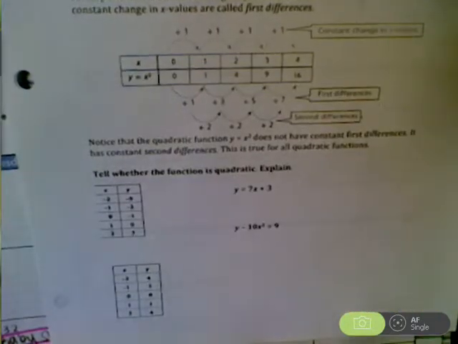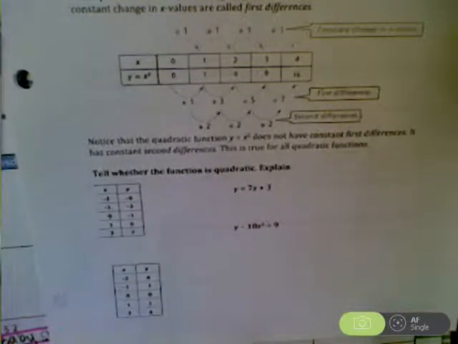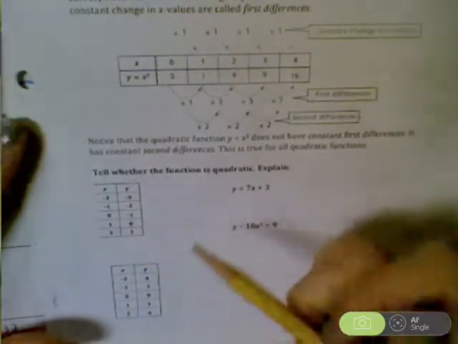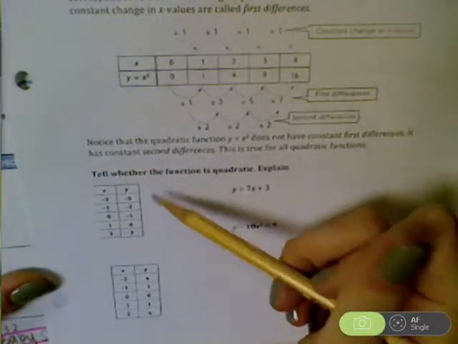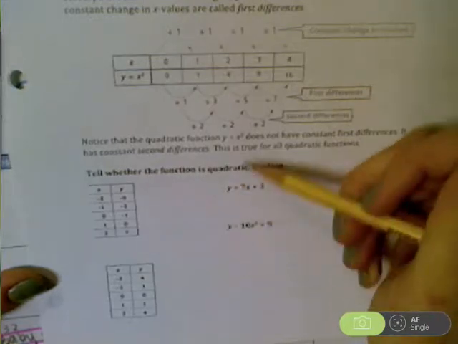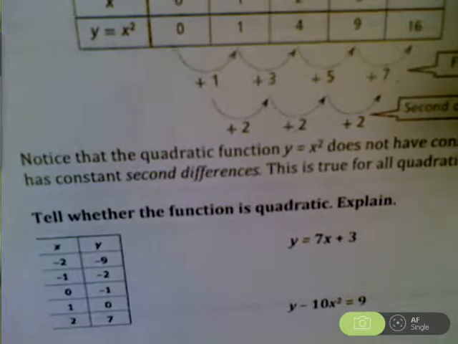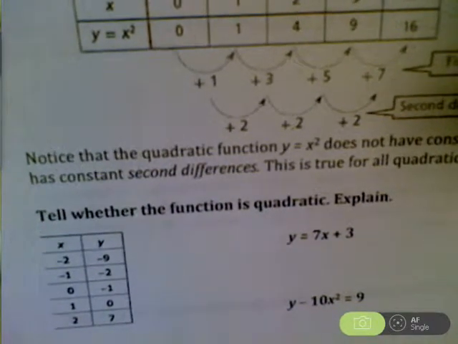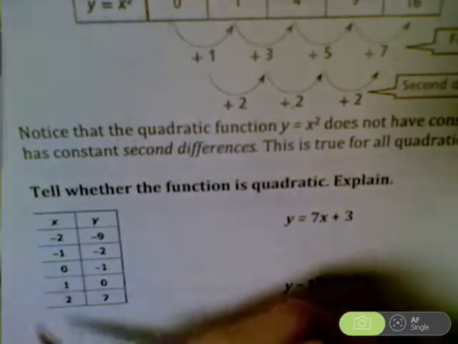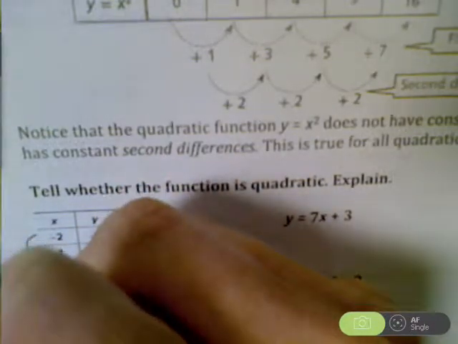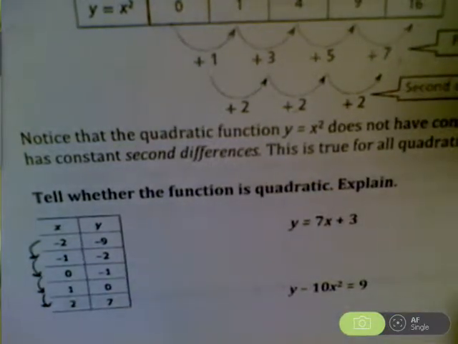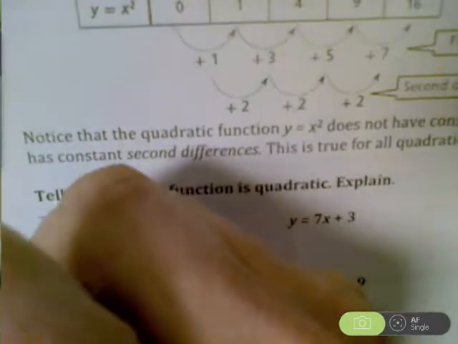So the examples at the bottom say, tell whether the function is quadratic and explain. So notice, you have to be able to tell whether a function is quadratic by looking at both its ordered pairs and by looking at its equation. So let's look at the ordered pairs first. To tell if a function is quadratic looking at the ordered pairs, you're looking for what we talked about up here, a second difference. The first thing you want to do is just quickly double check that the x values do have a constant change. Because if they don't have a constant change, then you won't see a pattern no matter what. In these x values, do we have a constant change? Yes. What is it? Plus 1.